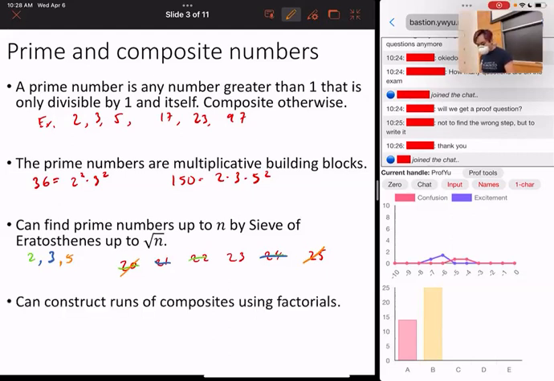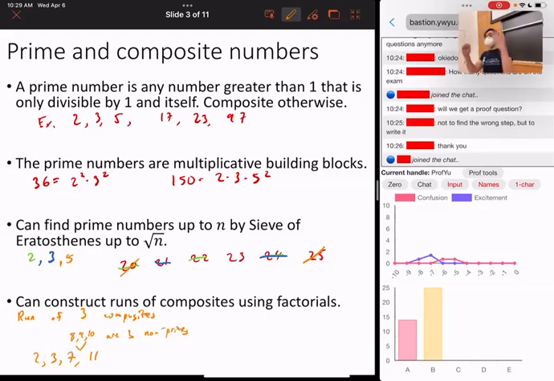Okay? And there are a couple different ways of finding runs of numbers. So maybe I want to find a run of 3 composites. One way of doing this is you could just list out all your numbers and wait until you find one. So maybe you're like, oh, well, 2, 3, 7, 11. Oh, wait a moment. That means 8, 9, and 10 are 3 non-primes. So that's one way you could do it.